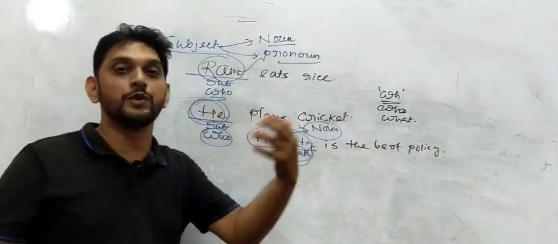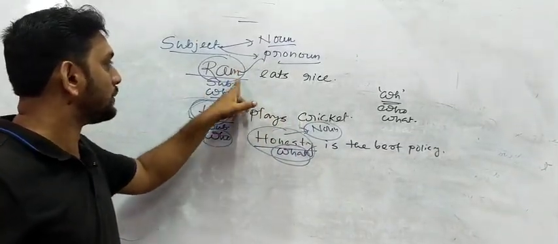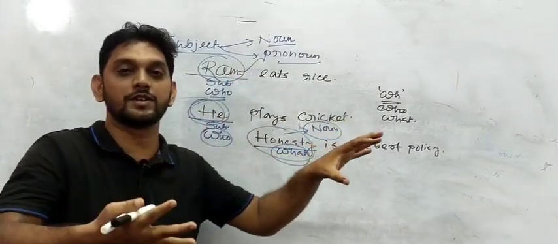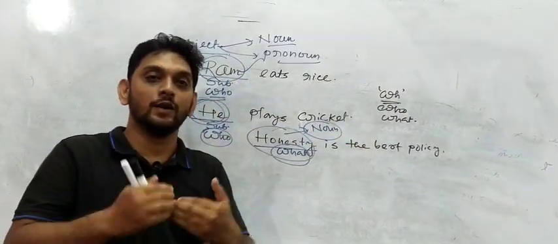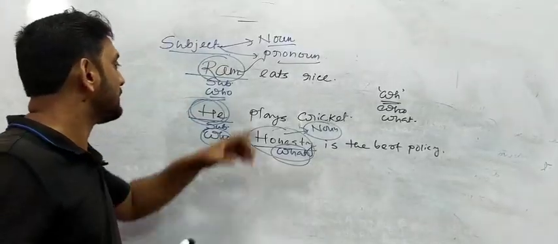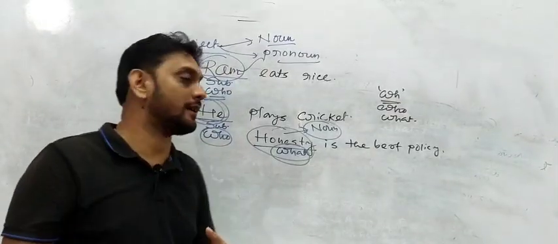Or I can say, who is doing the action? Yes, who does this action? Ram. Ram eats rice. Who does this action in this sentence? Yes, Ram. So that is the reason we can call Ram the subject of this sentence.